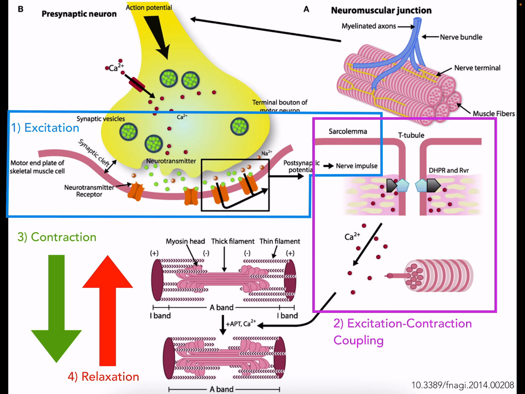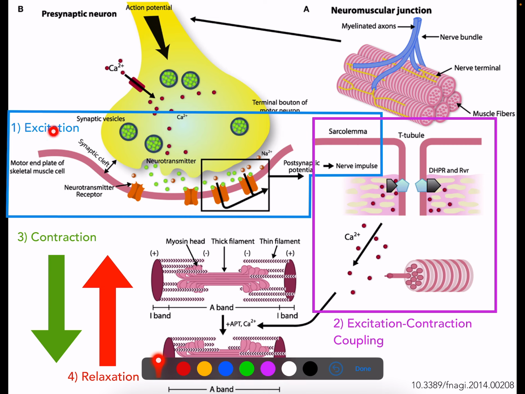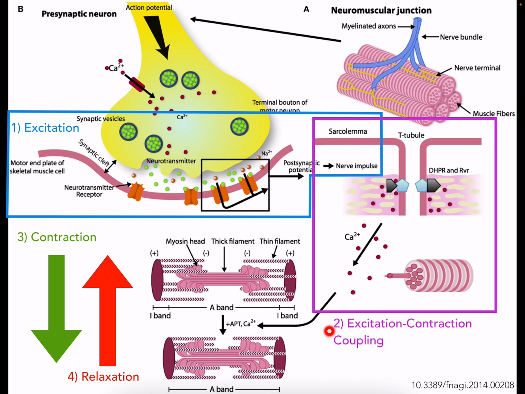So that's shown here in this cartoon. Phase 1 is going to be the excitation. A motor neuron excites the muscle cell, generating an action potential that spreads throughout. As that action potential goes into the T tubules, it activates voltage-gated calcium channels along the sarcoplasmic reticulum and releases calcium. That is our excitation-contraction coupling.